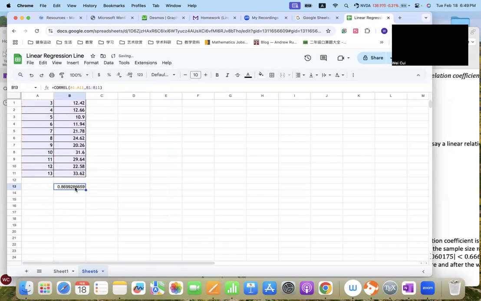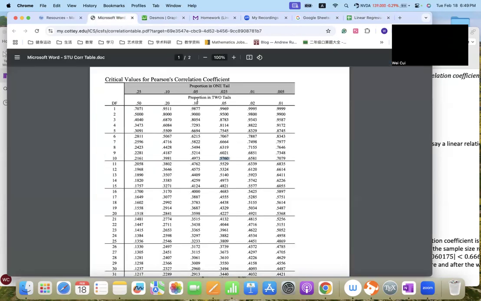Okay, so this time the R is 0.86. And what is my degrees of freedom? I have 11 data, so 11 minus 2 equals 9. That's my degrees of freedom. And the level of significance is 0.01. So I'm going to use these two values to find the critical value. So 0.01 and the degrees of freedom is 9.